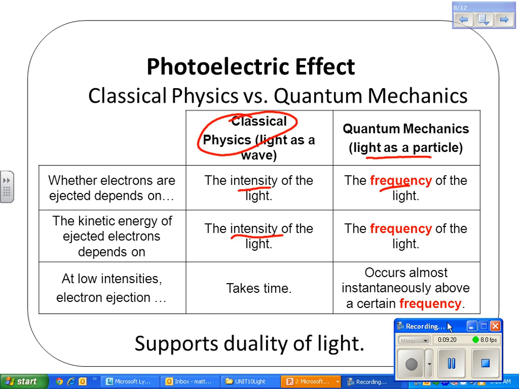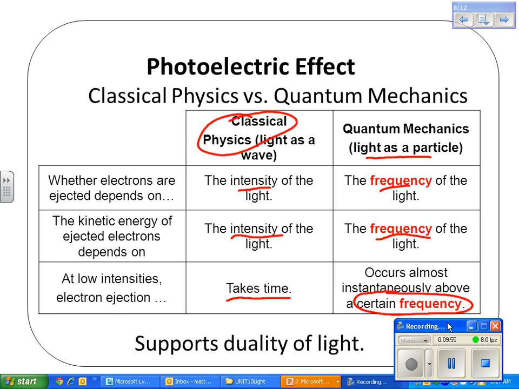Okay, but going through different studies and experiments that have been done, it's actually, once again, the frequency of the light. We'll talk more about what that frequency is in just a second. At low intensities, you would think electron ejection would take time. So if it's a low intensity, it would be very slow. What actually happens is, if you get to a certain frequency, it occurs almost instantaneously. Before that frequency, it doesn't occur, but as you get to that frequency, suddenly the electron ejection, emission, or release starts happening a lot.